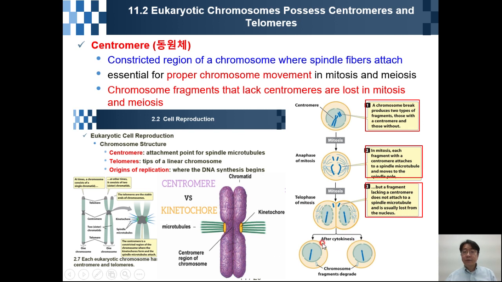After cytokinesis, the chromosome fragments are degraded. The important thing, based on this result, is that we see the importance of the centromere. The centromere is essential for proper chromosome movement in mitosis and meiosis, and chromosome fragments that lack a centromere are lost in mitosis and meiosis.